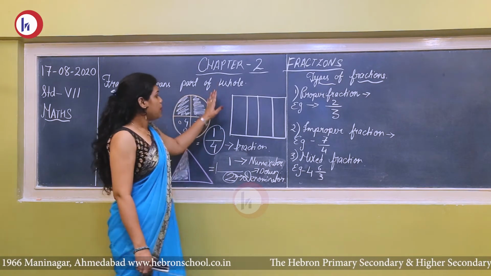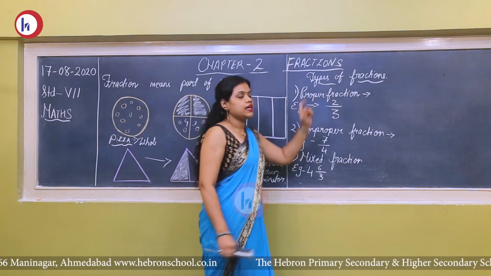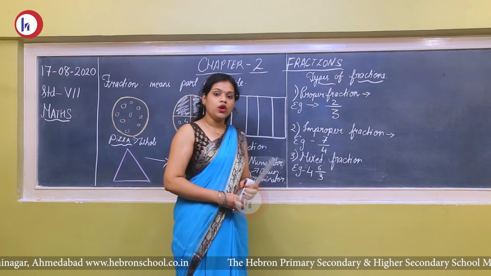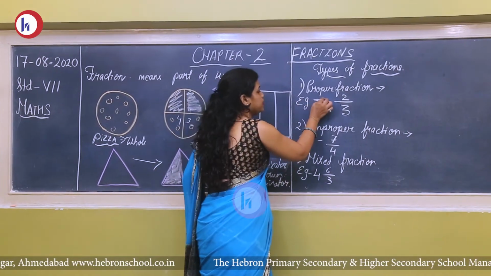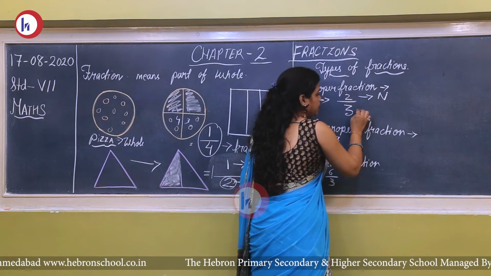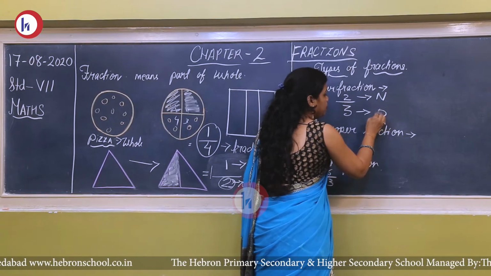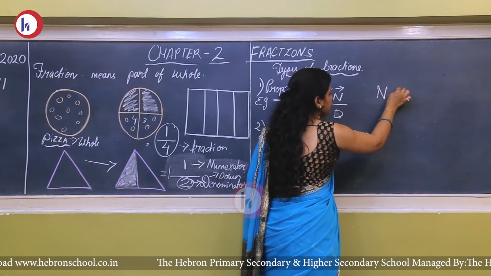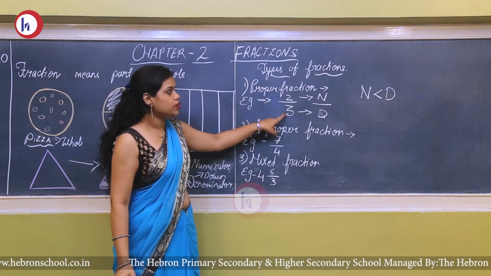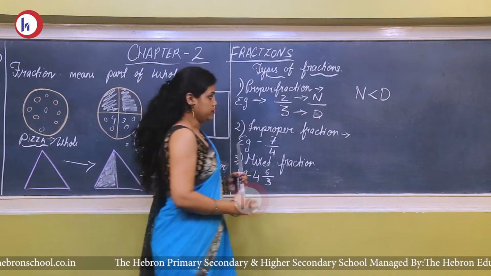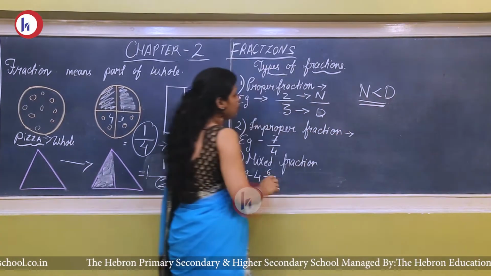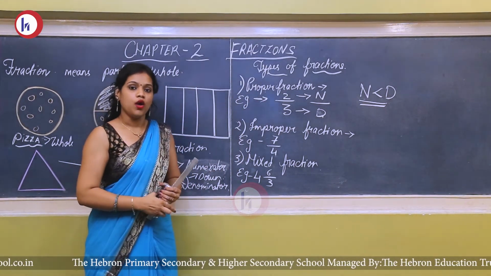So this is about fraction. Now we will come to the types of fractions. There are different types of fractions. First we will start with proper fraction. What is proper fraction? Suppose I have written here one example as 2/3. Now what you can see is the numerator is smaller than the denominator. In 2/3, 2 is smaller than 3. Numerator is smaller than denominator. That means this is a proper fraction. A fraction where the numerator is smaller than the denominator is called a proper fraction.